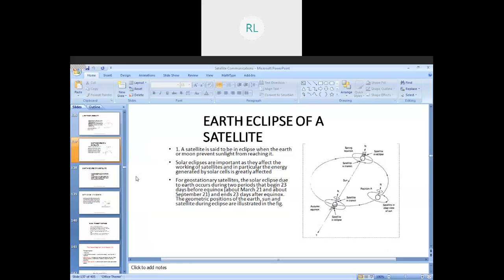A satellite is said to be in eclipse when the Earth or Moon prevents sunlight from reaching it. So in this situation, what is going to happen? They will not have any solar power. They will have to use their own inbuilt batteries, because there is no sunlight falling on it. Eclipses are important as they affect the working of the satellite, and particularly the energy that gets generated by solar cells is greatly affected. So these days, what is happening?